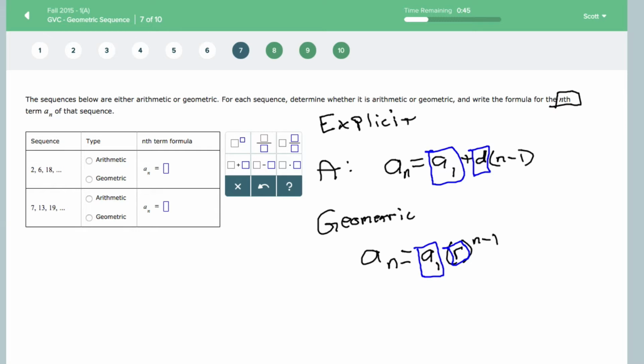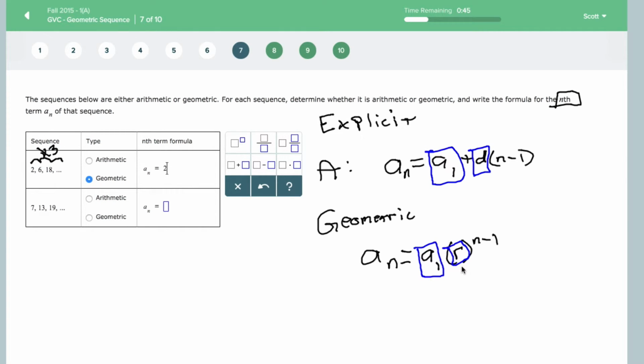So now let's find out. 2, 6, 18. So times 3, times 3, times 3. So it's times 3 each time. That tells me it is geometric. And what is my formula? Well, if I look at the geometric formula right here, I can say, okay, what's my a sub 1? A sub 1 is the first term, so that would be 2.